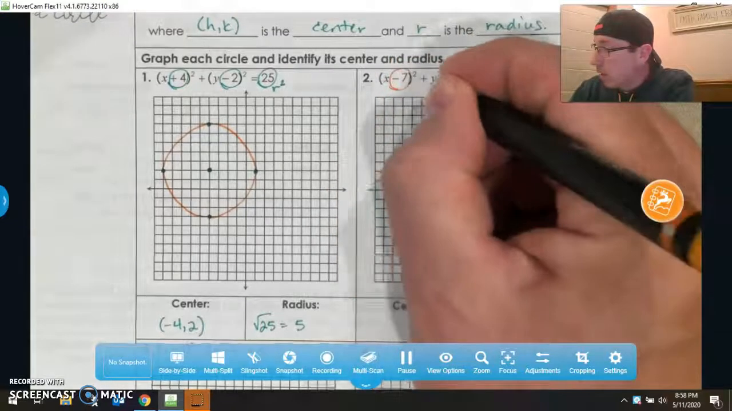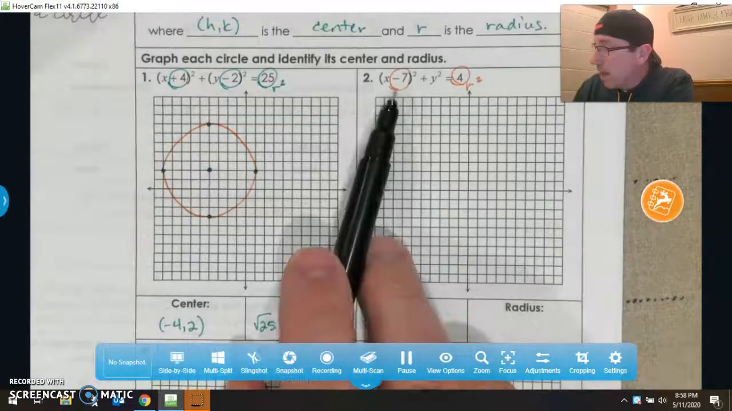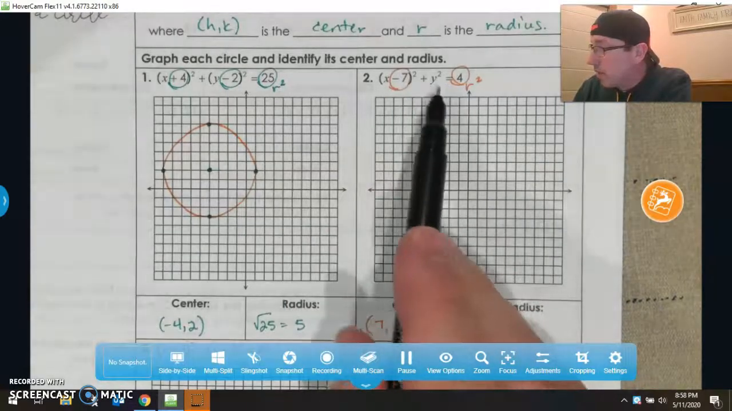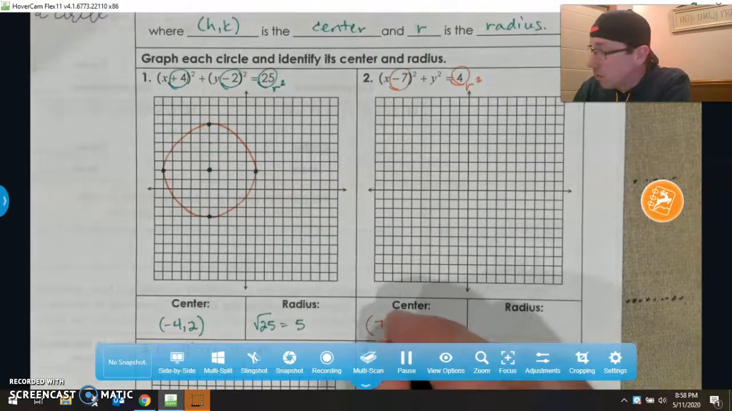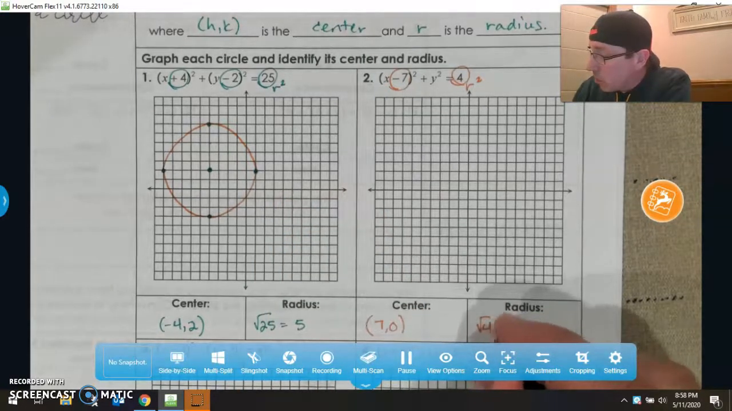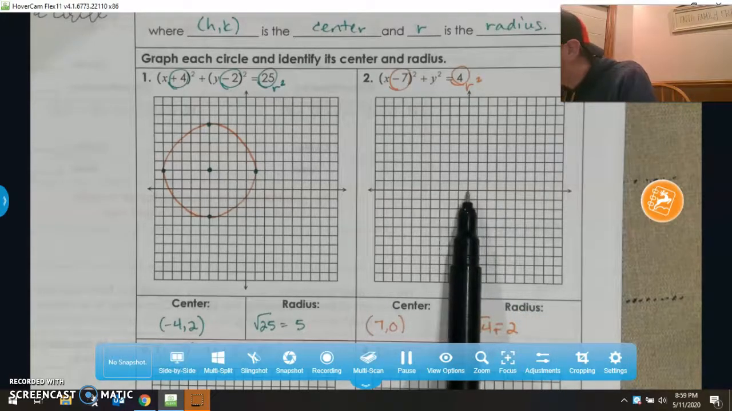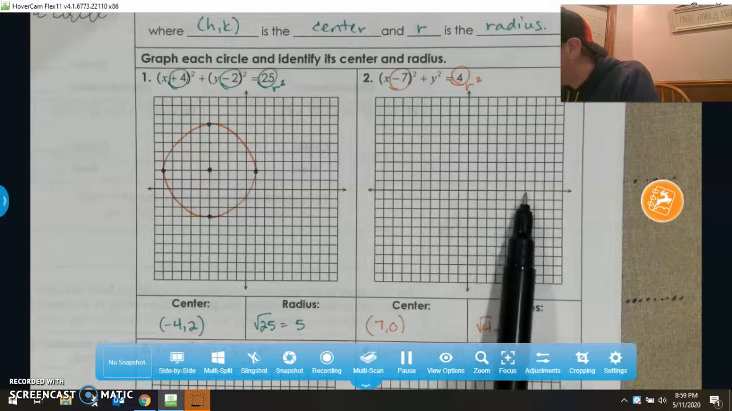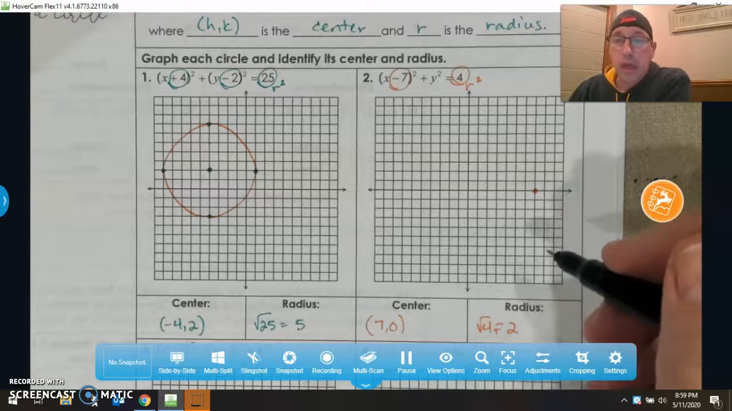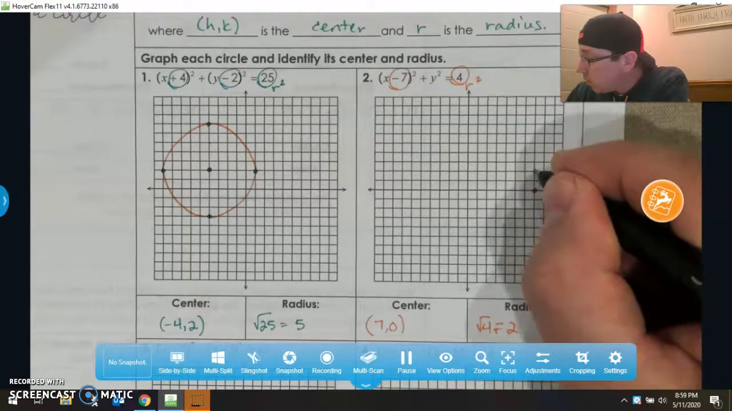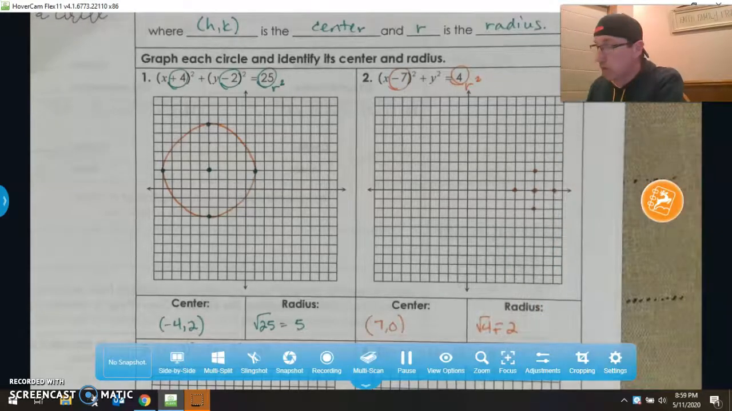Now in number 2, a little bit different but not too bad. Again, I'm going to look at the negative 7 and then 0, and this will be r squared. So my center will be the opposite of negative 7, or positive 7, and there's nothing here, so my k value is going to be 0. My radius will be the square root of 4, which is equal to 2. So that means I'm going to count to the right 7, 1, 2, 3, 4, 5, 6, 7, and put a dot. Then I'm going to go up 2, left 2, down 2, and right 2.